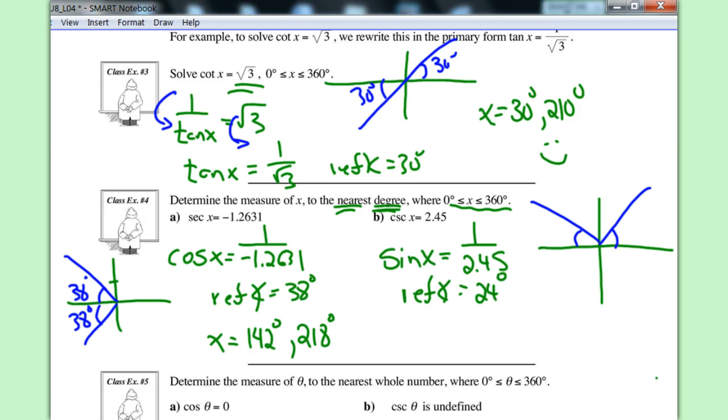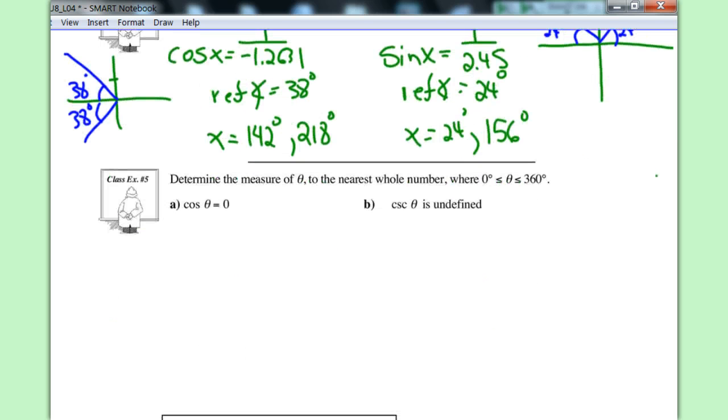I put 24 degrees in those two quadrants, and I end up with angles for x equal to 24 degrees as well as 156 degrees. Okay? Rewriting them. So now we have some special cases. What happens when we get these weird questions where we've got 0 or when is cosine undefined?